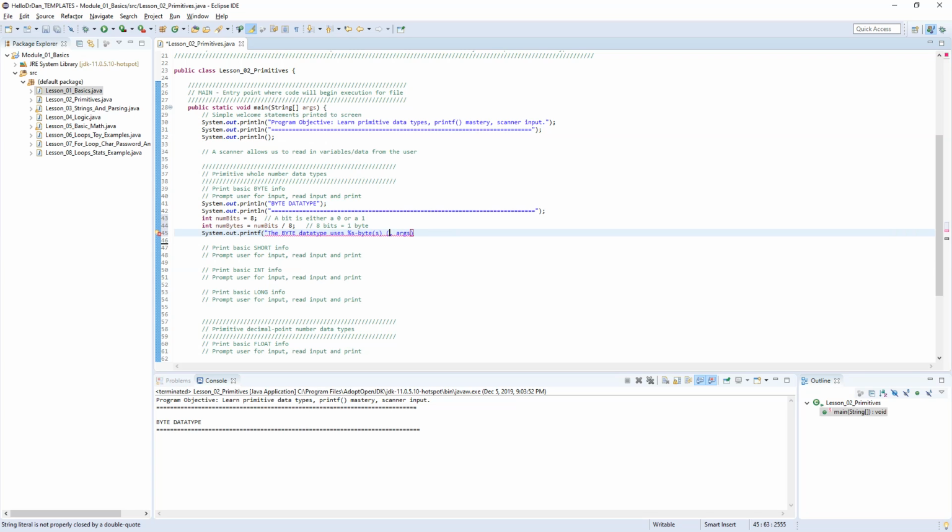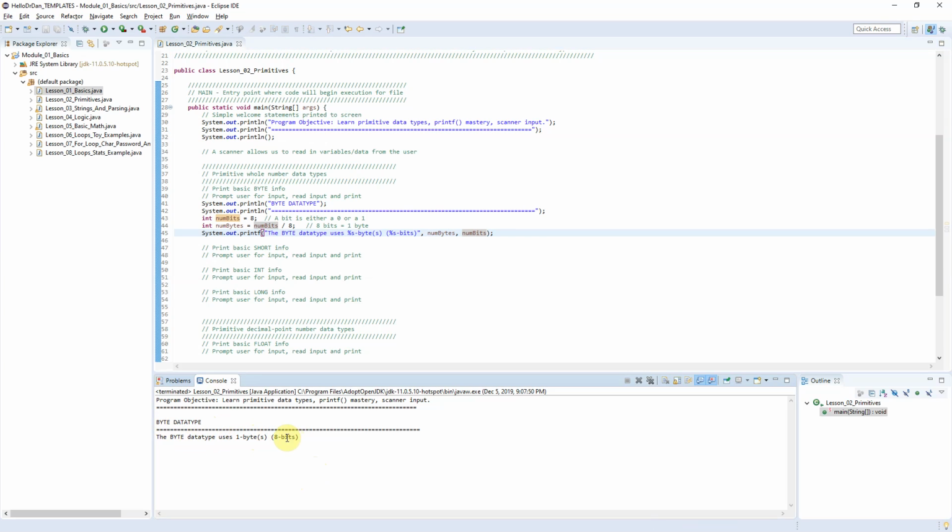Then I'll put in parentheses %s bits. I'm just going to stop right there, and we'll keep on going with this in a second, but for now I'm just going to print out this one little thing, and then I want to replace this %s. Remember, the first one is the number of bytes, so I'll put numBytes, and then I'll use numBits. Hopefully when I print this out now, it says the byte data type uses 1 byte, 8 bits. So that's great. We've got this concept of numBytes and numBits.